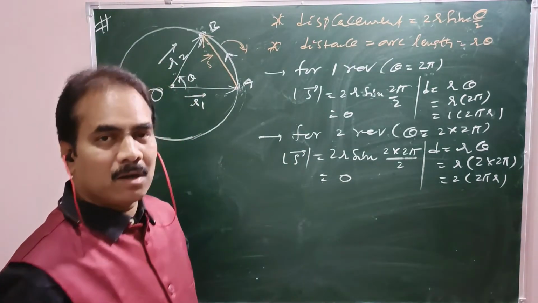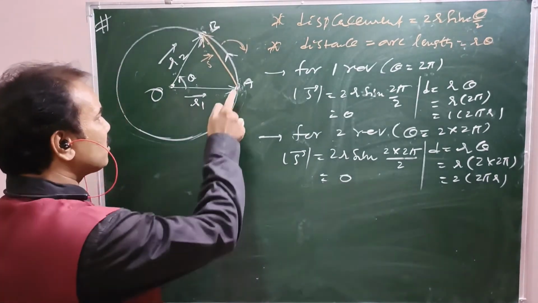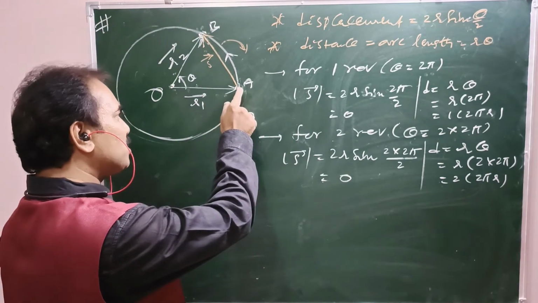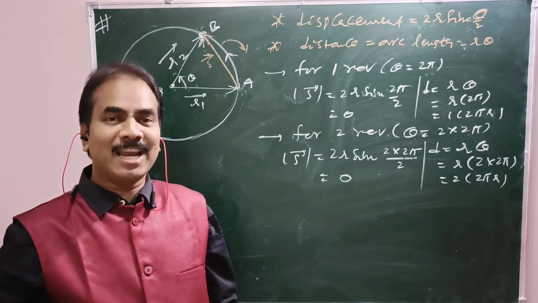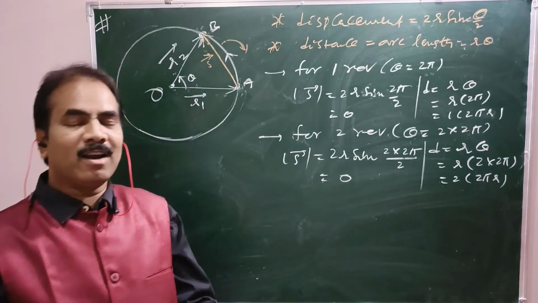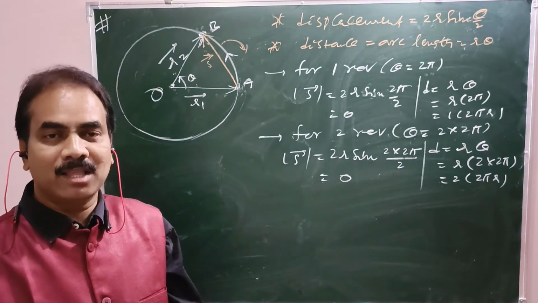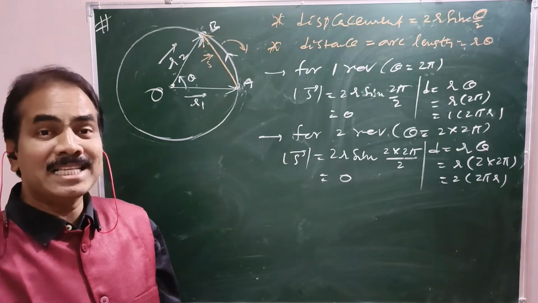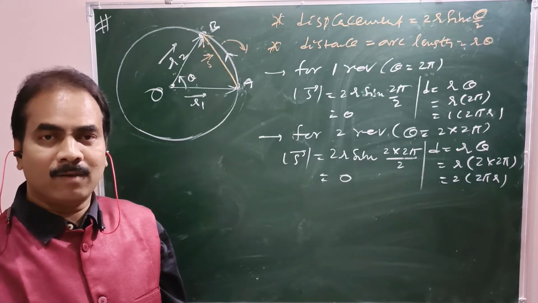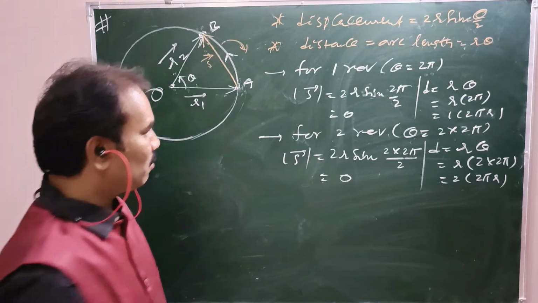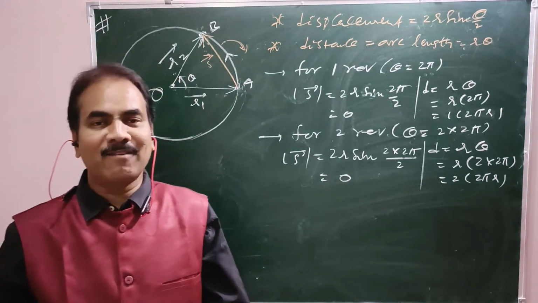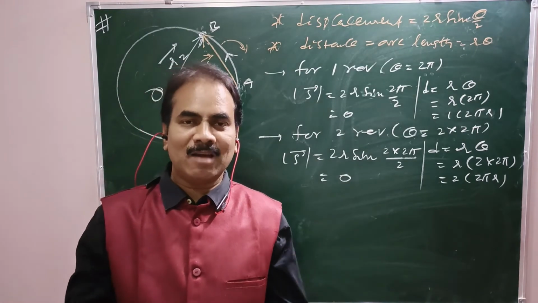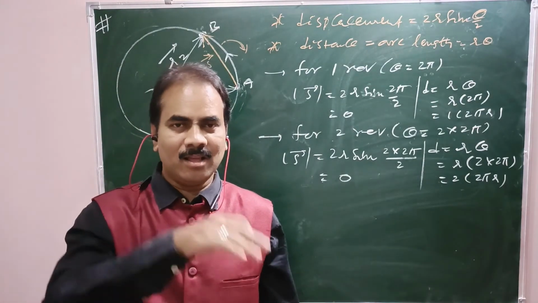But displacement is 0. Why is displacement 0? Means A is the initial position, but A itself is the final position also. So there is no gap between initial and final position. So initial and final positions coincide with each other. So we don't have any line segment from initial to final, because both are coinciding with each other. So for whatever the number of complete revolutions, displacement becomes 0 in circular motion.